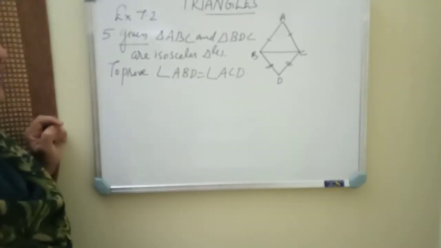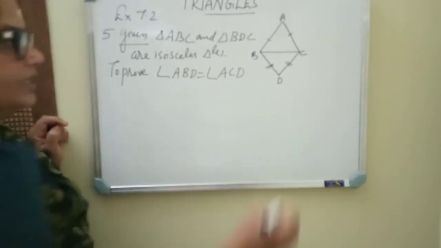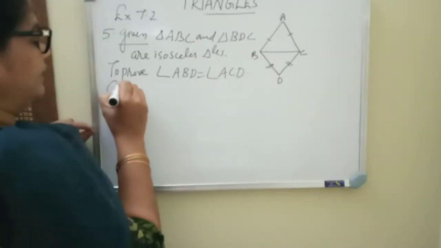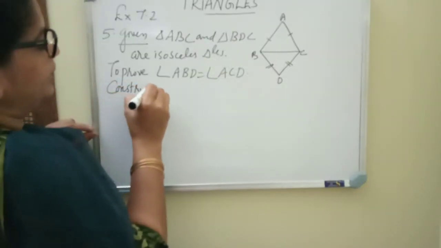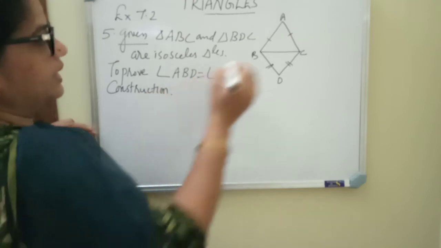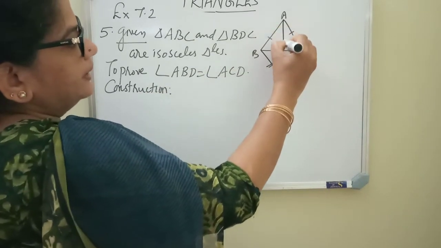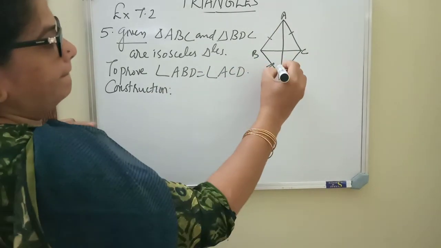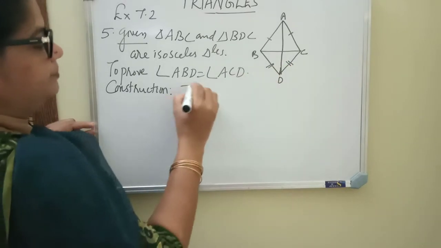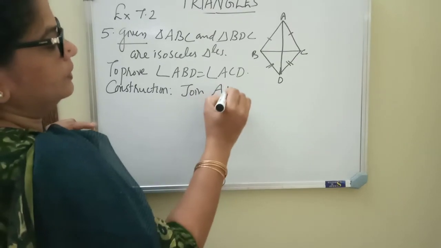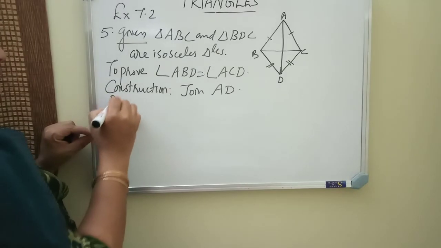So for proving this result, I am doing one construction, join AD. So what is the construction we are doing? Then it is easy for us to prove the result. Join AD. Then proof.